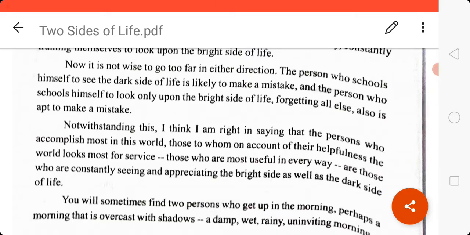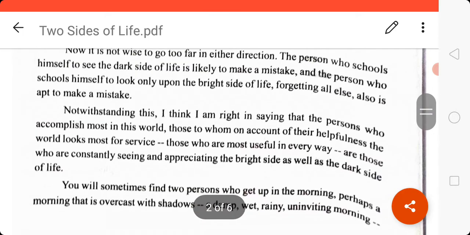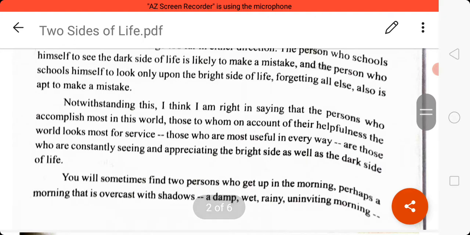Notwithstanding this, I think I am right in saying that the persons who accomplish most in this world, those to whom on account of their helpfulness the world looks most for service, those who are most useful in every way, are those who are constantly seeing and appreciating the bright side as well as the dark side of life.